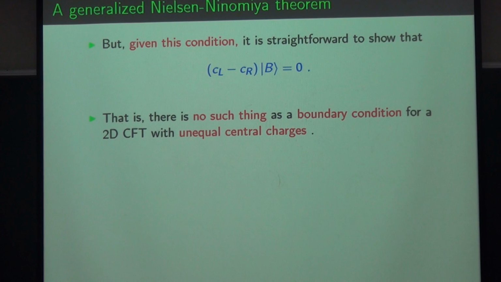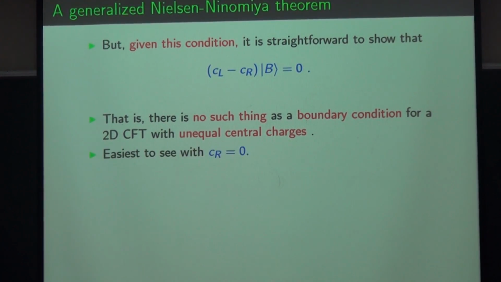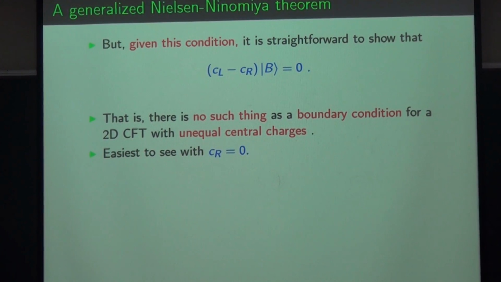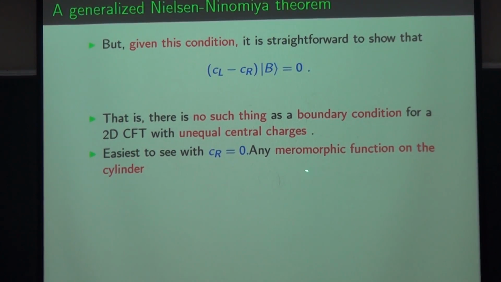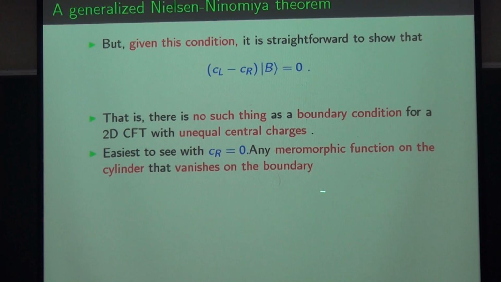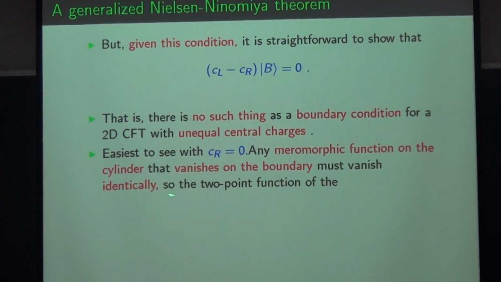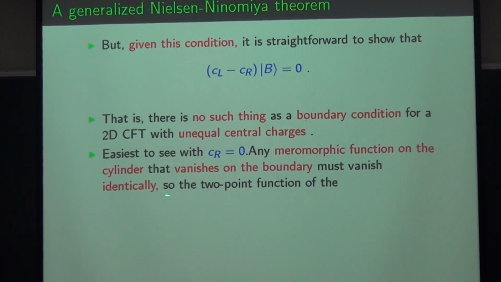Any boundary state has to vanish, which means in the interval channel that the Hilbert space on the interval is just empty. There are no states in it. Physically, there are all sorts of other ways to see it. It's easiest to see maybe with c right just equal to 0. So in Euclidean space-time, on the Euclidean cylinder, you can see that any meromorphic function on the cylinder that vanishes on the boundary obviously has to vanish identically everywhere. It's just standard complex analysis.